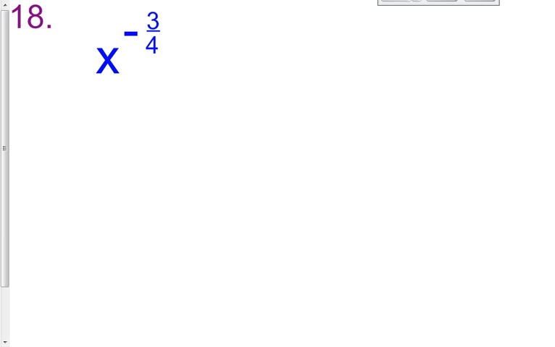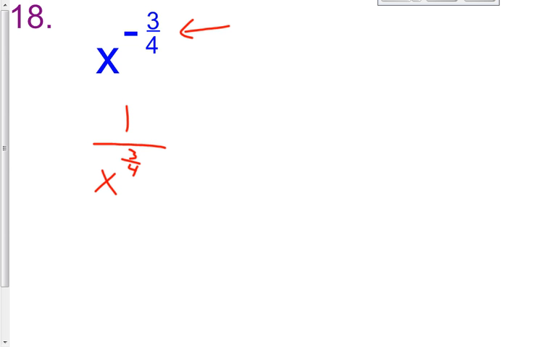Number 18, x raised to the negative 3/4. The first place that we're going to start, this one is very difficult, so pay very close attention on this one. I want to change this exponent to positive. So if that's the case, I've got to bring it to the denominator. So it's 1 over x raised to the positive 3/4.